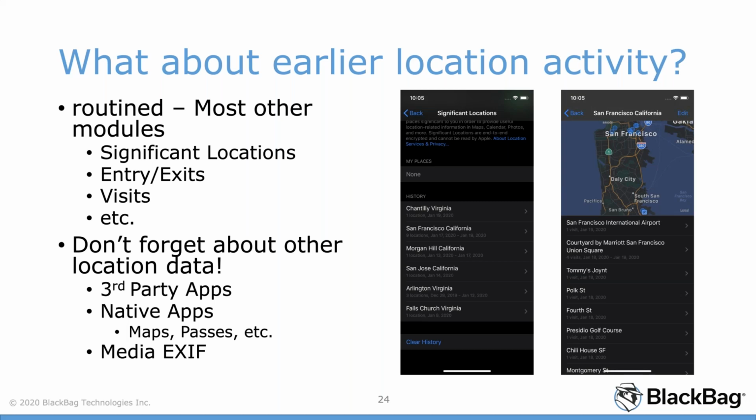So we can see some in Northern Virginia. We see some in San Francisco. And if we click through them, we can get even more details, like which restaurants we went to. And also don't forget about third-party application data. If I'm running a Maps application or if I take pictures, all of that is going to have some sort of metadata about what location I'm actually going to.